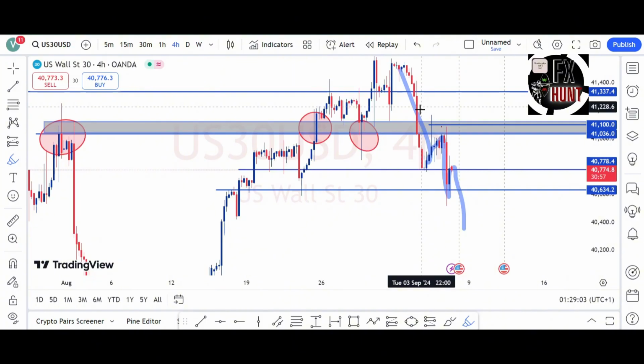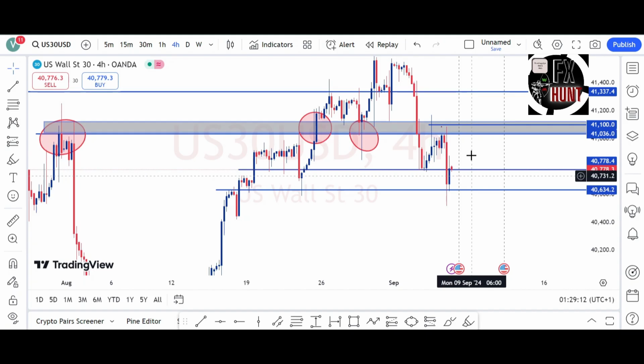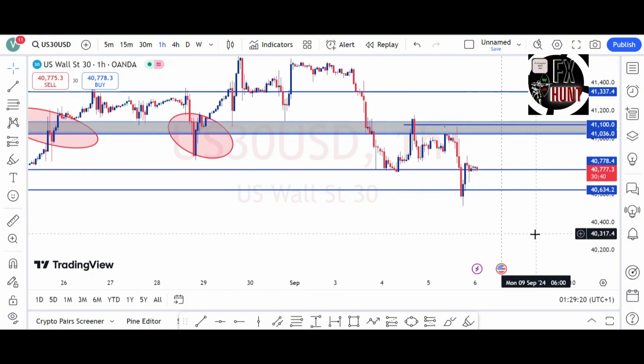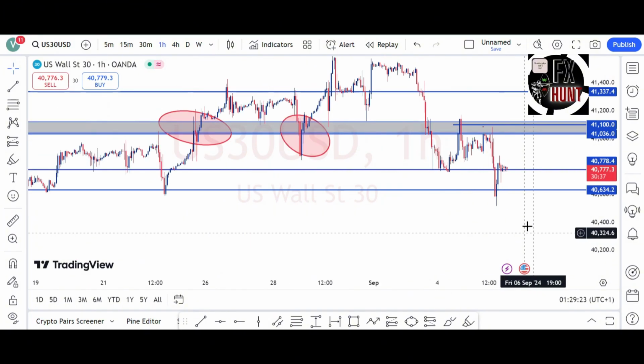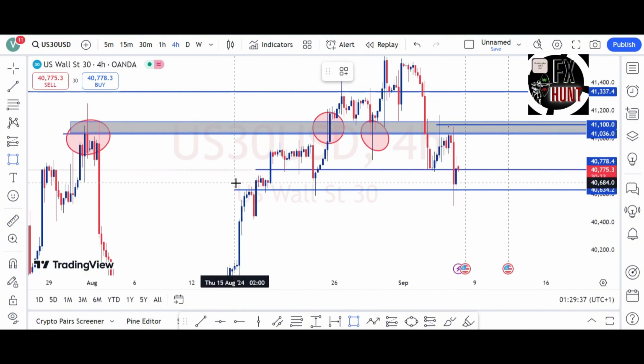For us to be able to get this, we have to wait till New York session tomorrow to be able to capitalize on this move. So this is what we are anticipating right now. If price happens to close below this zone, let me draw a support level here, if price closes below this zone during London session, we wait for a retest and a continuation downward.